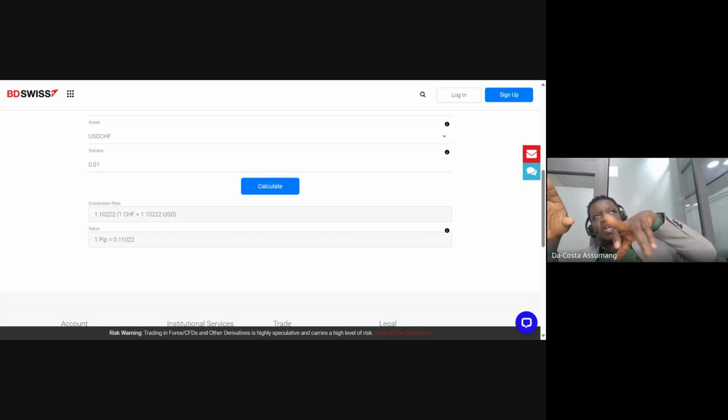Can you see the USD CHF there running, maybe in a loss or in a profit? So if you tap on it, you see the open price at the left side. That one does not move, but the current price keeps changing.